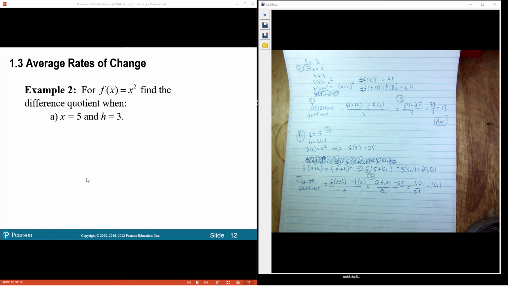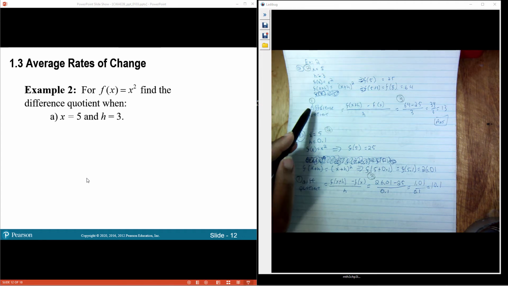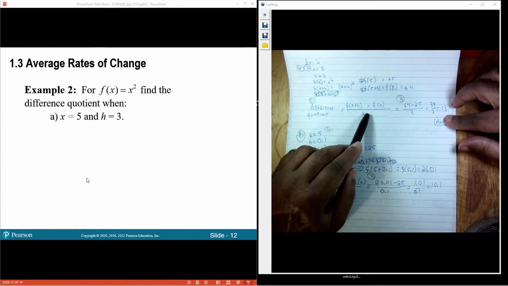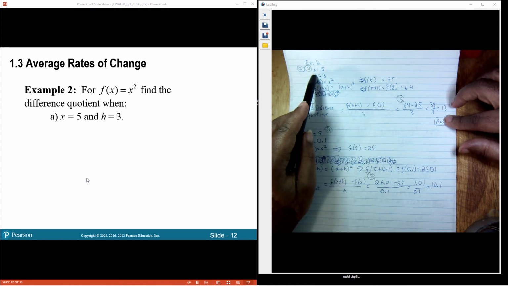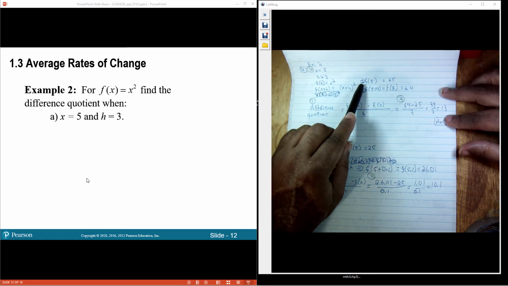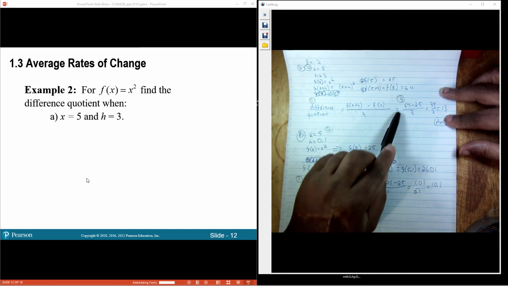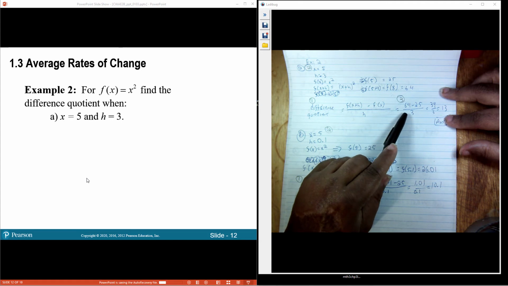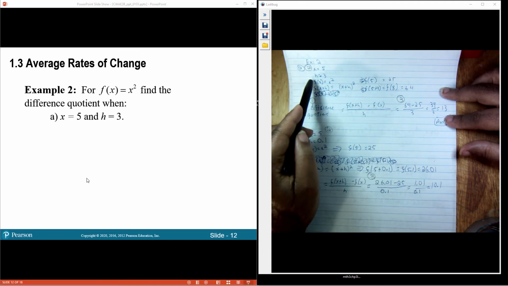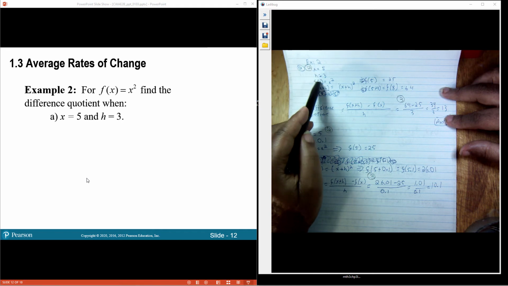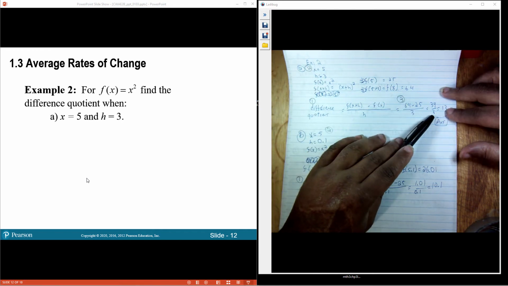Example 2. For x squared, find the difference quotient. The first thing I did was write out my formula for the difference quotient. The second thing I did was assign values to my variables, x, h, f of x, f of x plus h. That implies that it's 25. From here, it implies that it's 64. Then the third thing I did was plug in. So I found my f of x plus h. Then I plugged them in and simplified. That's my answer.